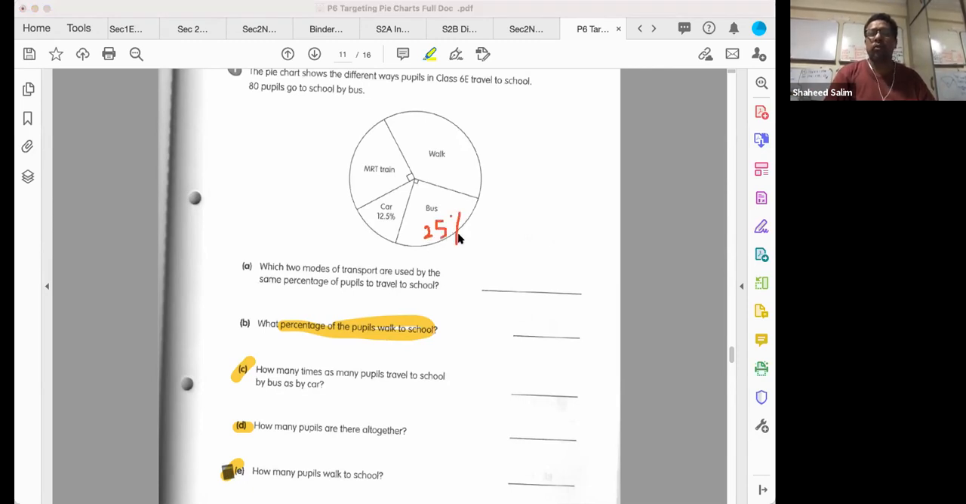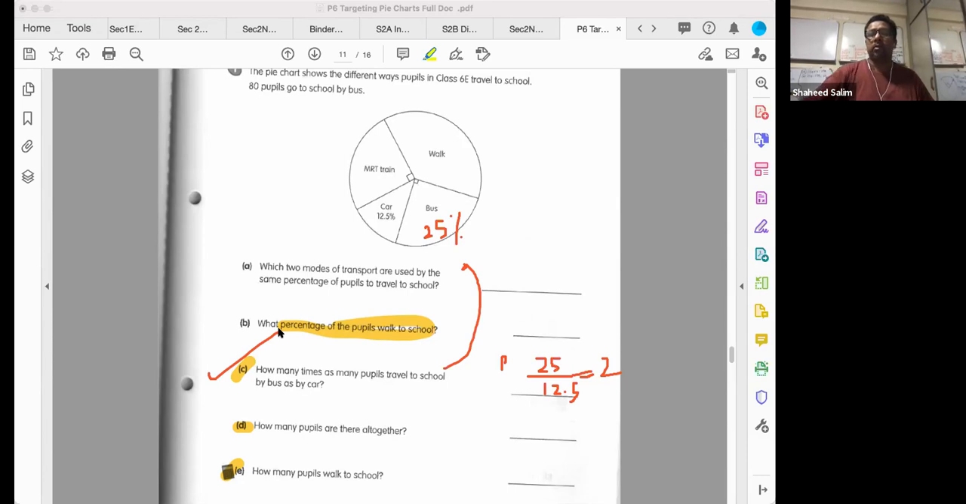Those of you who say, I don't know how to do question C, it's very simple. The number of people taking the bus is 25 over 12.5. Use your calculator, find out. What do you get? You get 2. So this is 2 times of this. Cut this down here. This is 12.5%, 12.5%. Okay, so we have already done this one. How many people are there altogether? Ilhan has given the answer.